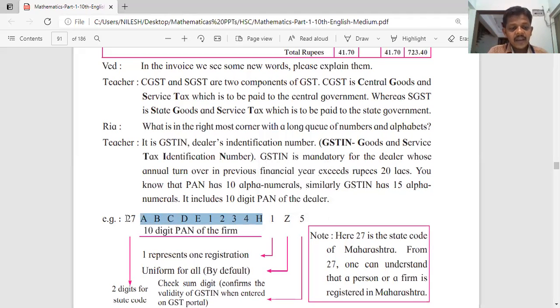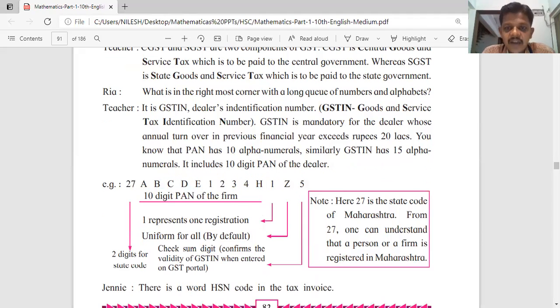This 27 is a 2-digit state code. And 27 is the code of Maharashtra. So whenever any bill, the TIN number, the GSTN number starts with 27, I understand that this person is from Maharashtra. Madhya Pradesh might have, say, 23, or Gujarat might have some other number. Jammu and Kashmir might have 01, I think. So if the TIN number starts with 01, it should belong to Jammu and Kashmir. Like this, each and every state has its own 2-digit number.